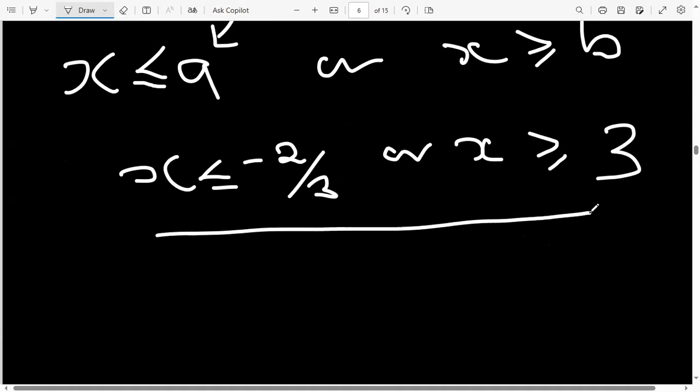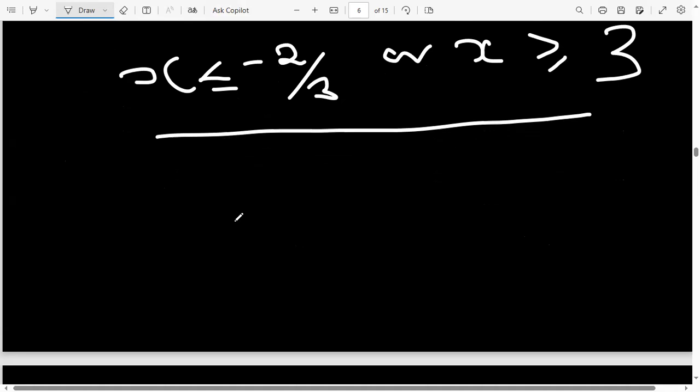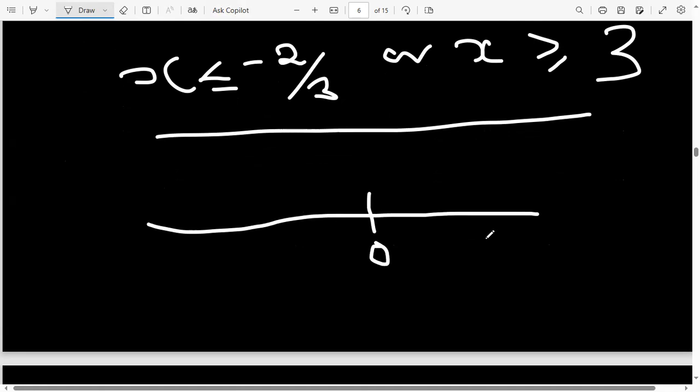If you want, you can leave it like that. But if you want to put it now in interval form, I'll show you a very simple method. You can draw a number line here, and then you put your 0 there. So this is a positive number, so it will be after 0 like that. And then this is a negative number, so it will be before 0 like that.